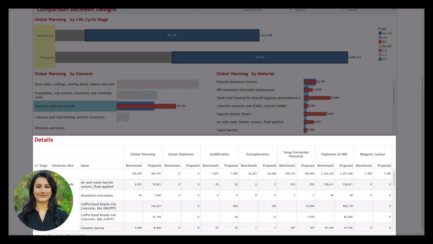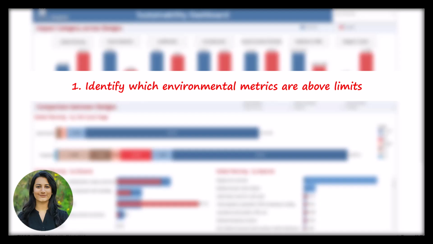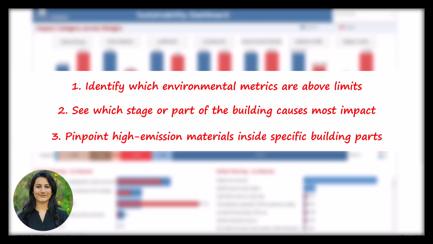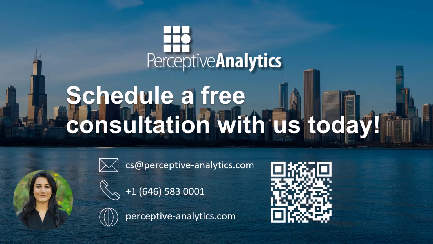Finally, we have the life cycle details table. This gives us a stage-by-stage view of each material's performance, so we can understand whether the impact is happening during production, use, or disposal. With this dashboard, teams can identify which environmental metrics are above limits, see which stage or part of the building causes most impact, pinpoint high emission materials inside specific building parts, and understand why a design fails to meet sustainability goals.